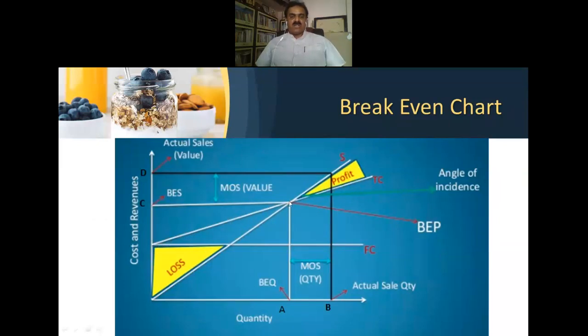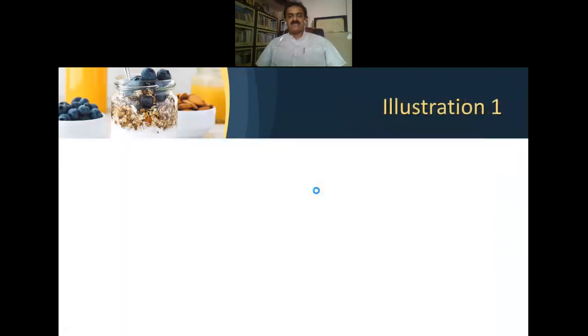Where the total cost line and the sales line intersect each other, this is called the break-even point. Beyond this point, on your right hand side, is the profit area. On your left hand side is the loss area. The angle we get beyond the break-even level is to be treated as the angle of incidence.